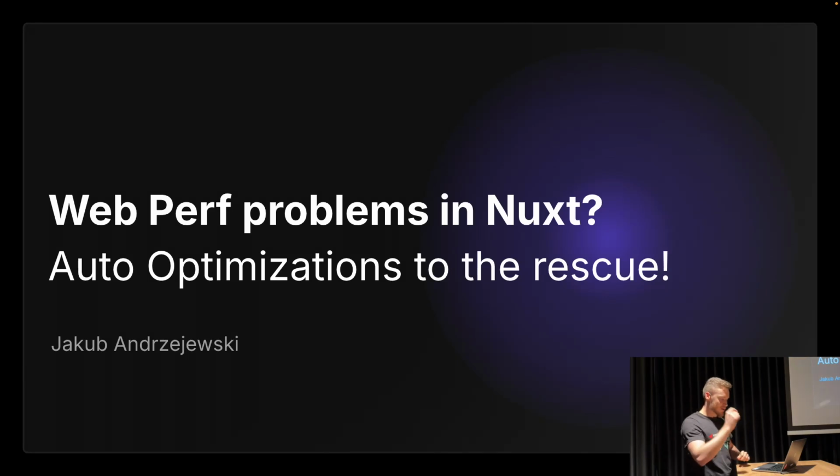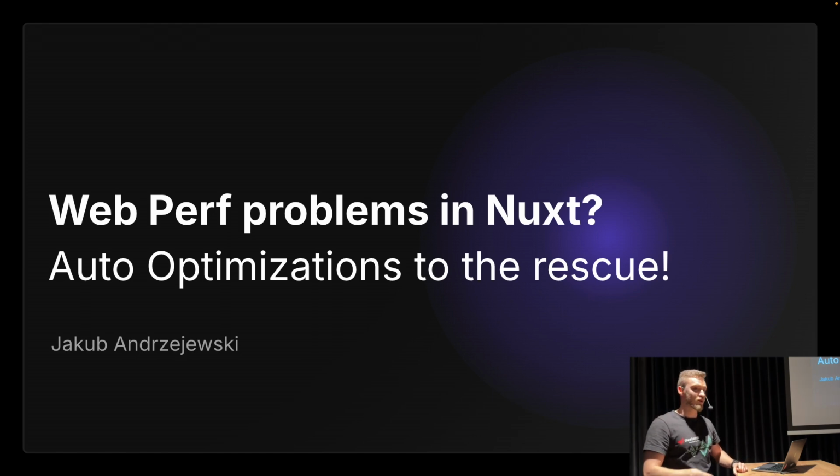We heard a bit about Nuxt already from Daniel Rowe, who was talking about the next steps for Nuxt 4, what features it will come with, and so on. We had a talk from Philip about the layers, and now I will be talking about the web performance problems in Nuxt and how auto optimizations can help us.